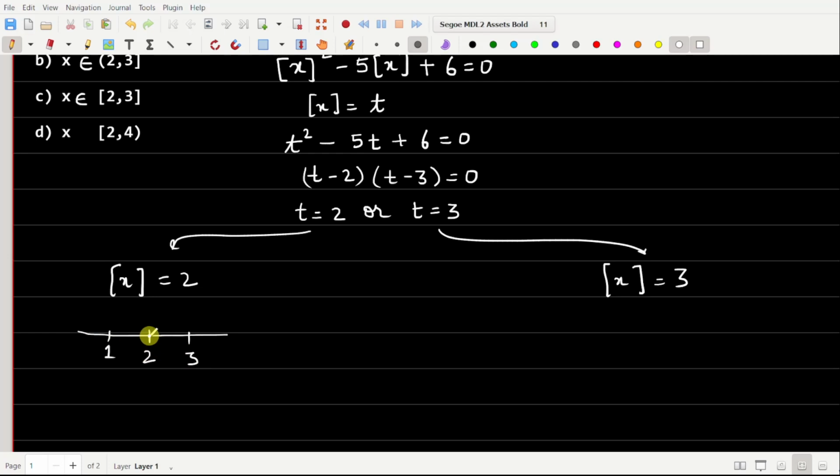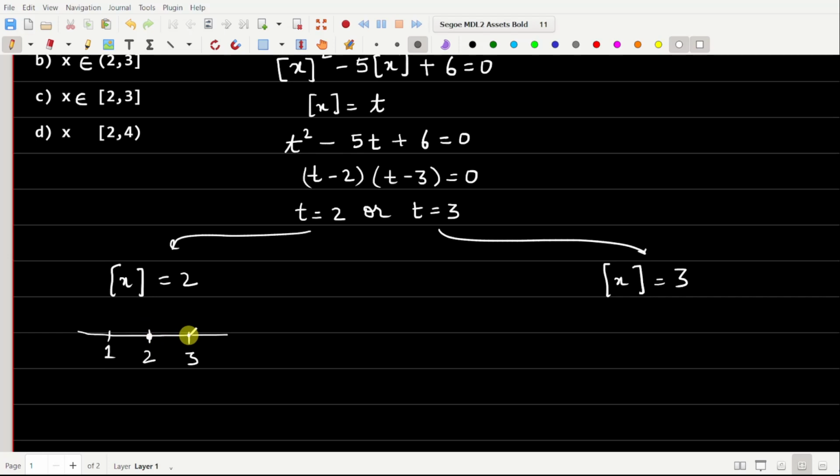So if x is 2, then the greatest integer function [x] will be 2, and if we move over here the function will be 1. So this is not our region. Now we will move to the right hand side. All the values of x over here will give me [x] of 2. So that means this is my region of interest, right?